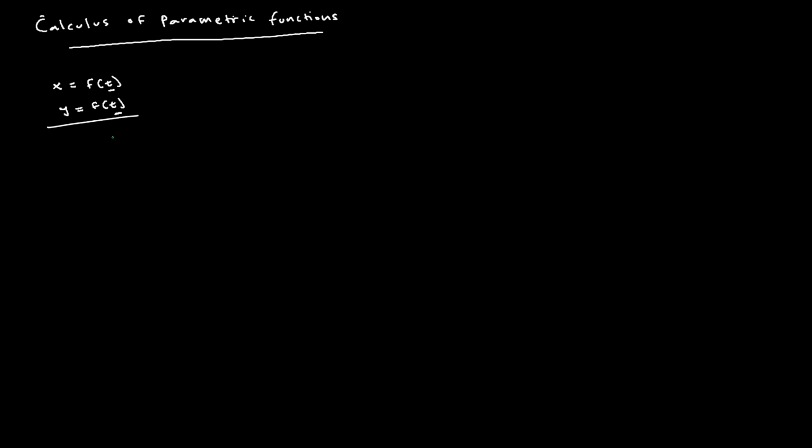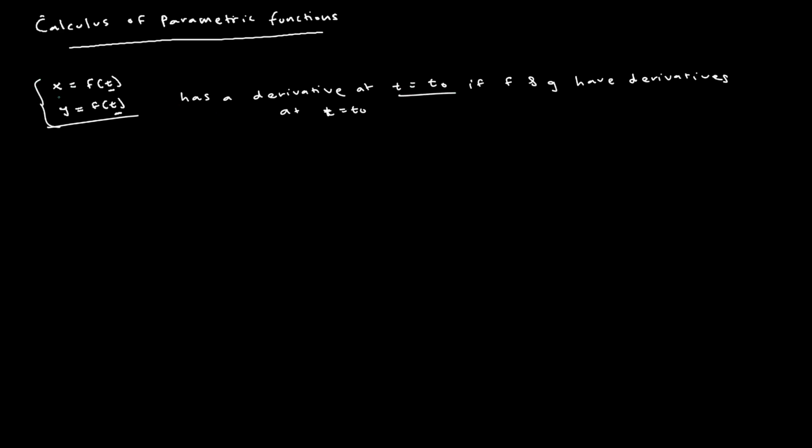And so a parametric curve having these two relationships has a derivative at some t value, which is t naught, if f and g have derivatives at t is equal to t0. So all we're saying is that our parametric function at some point t0 has a derivative if both this equation and the equation that describes y both have a derivative at that point.